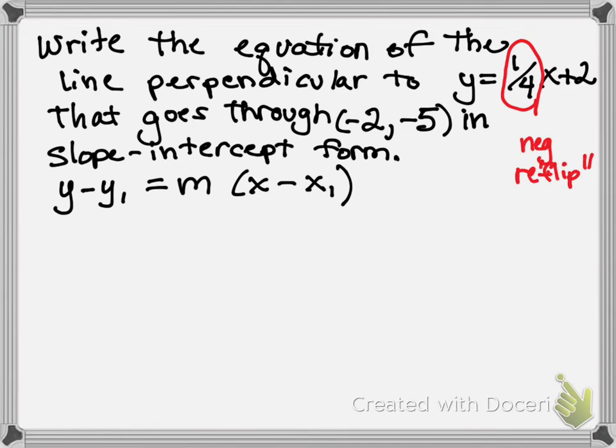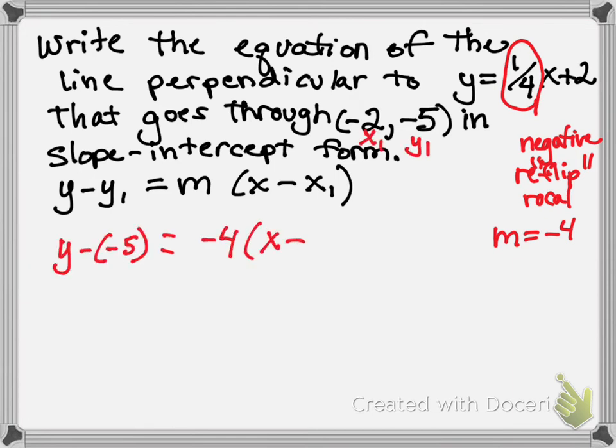So our slope, 1/4, we have to take the negative reciprocal, and that's going to be -4. And then we'll take our x and our y from the problem, and we'll assemble it into point-slope form. So we'll have y minus -5 equals -4 (x minus -2). And now all we need to do is simplify it.